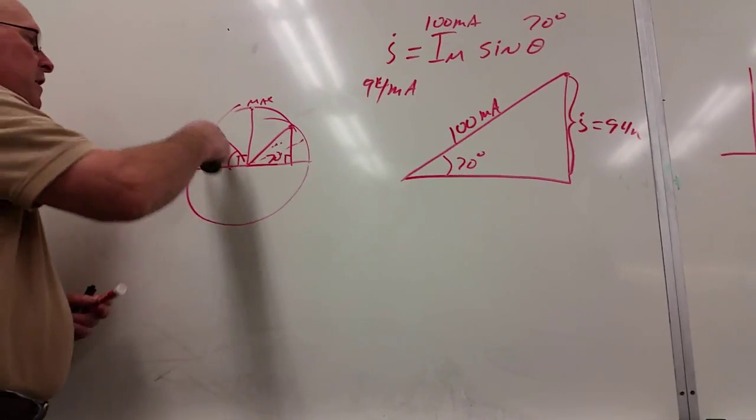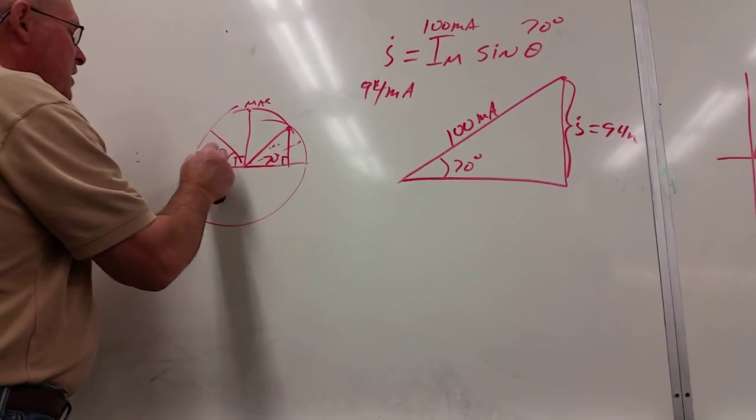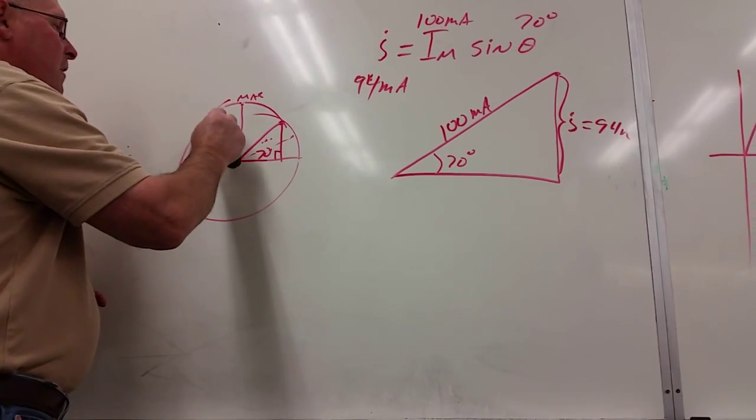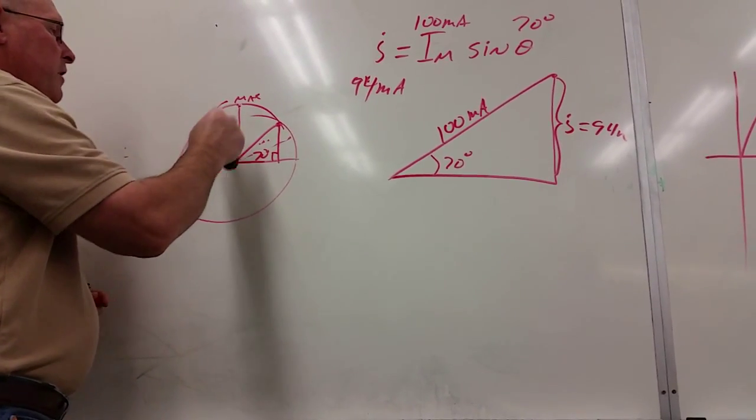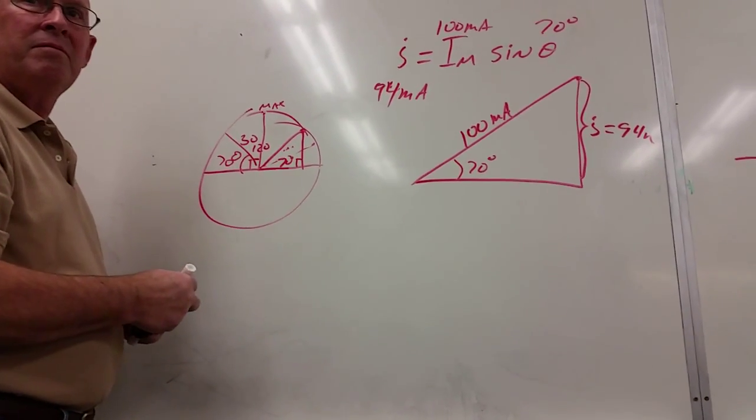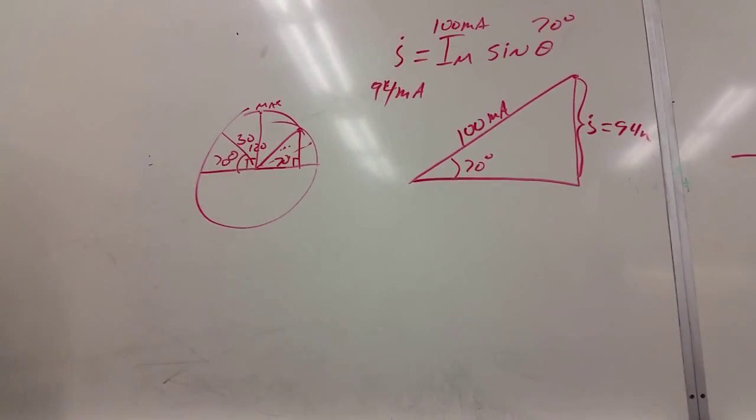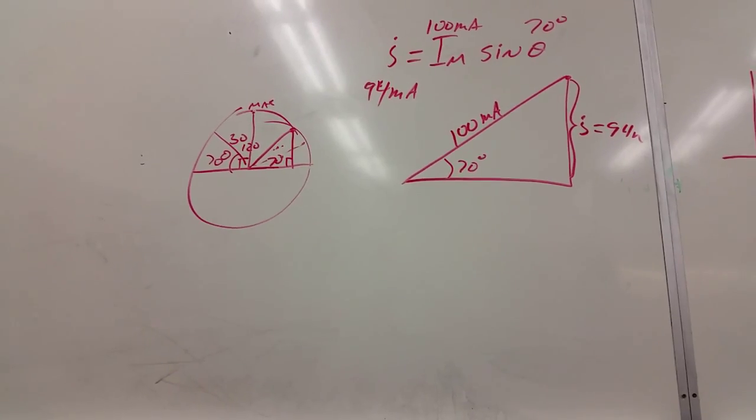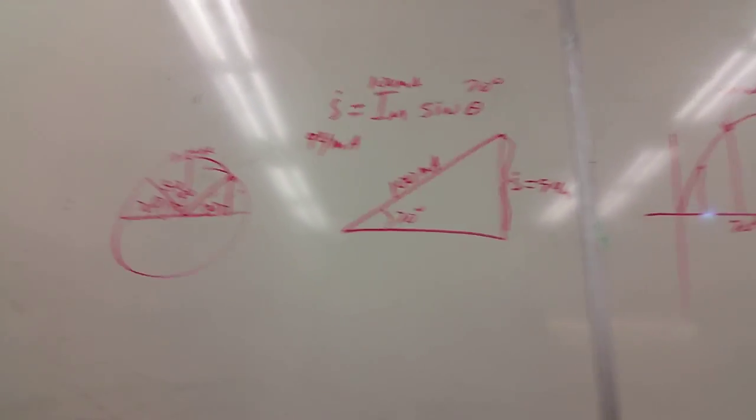So if you were here, and this was 90 degrees, and you have 30 here, so 90 plus 30, this would be 120 degrees, right?